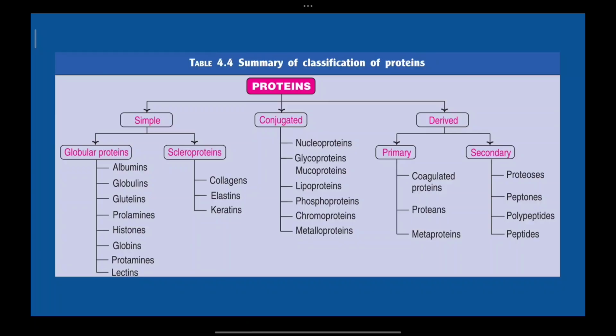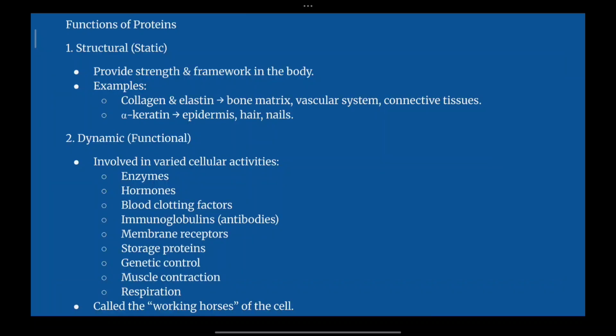Now derived proteins are the ones which undergo primary or secondary derivation from the protein. They can be either heated or hydrolyzed or coagulated. Now coagulated proteins and metaproteins are the primary derived proteins. Secondary derived are proteoses, peptones, polypeptides and peptides.